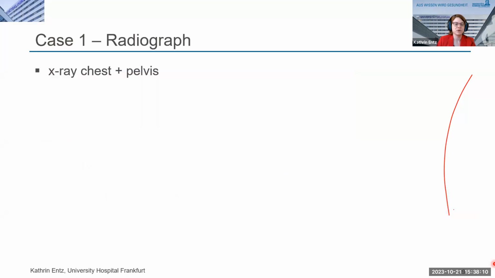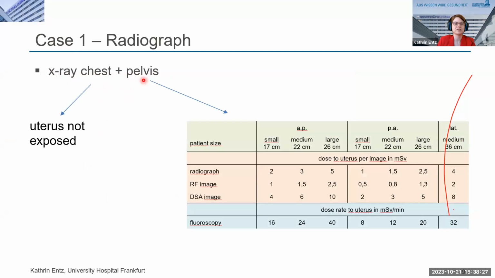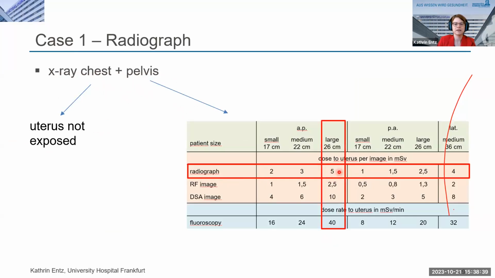Then we also did radiographs. We had two, one of the chest and one of the pelvis. So for the chest, the uterus was not exposed. That means we don't have to consider it now for our dose estimation. We can ignore it. But obviously the pelvis region is where the child is. So we would look here into our table. We have a radiograph. The patient was already large. So simply we can take the 5 millisievert as an estimate of the dose to the uterus.